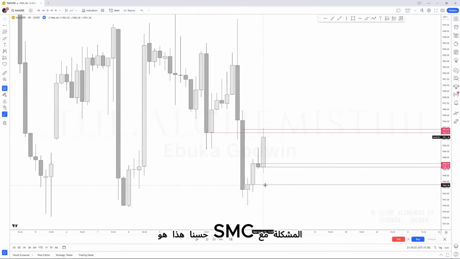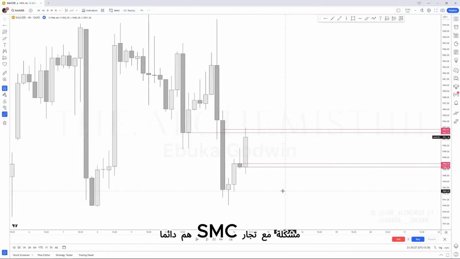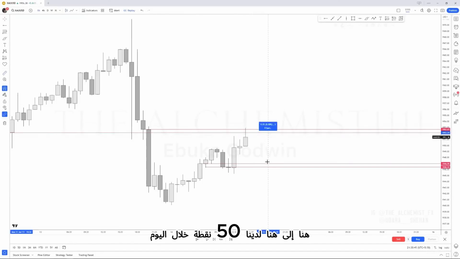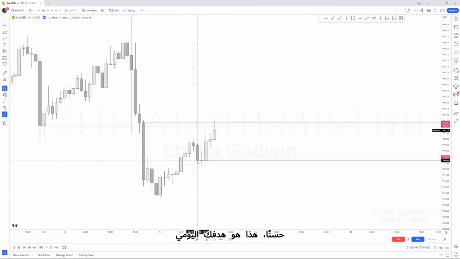This is the problem with SMC traders. They trade what they think, not what they see. That's the main problem, so don't do that. This is your closest target because this is the closest support we have. So now if you have taken this sell already, this is where you are going to pay yourself. How many pips is that? From here to here we have 50 pips intraday. That is your intraday target. So what happened?